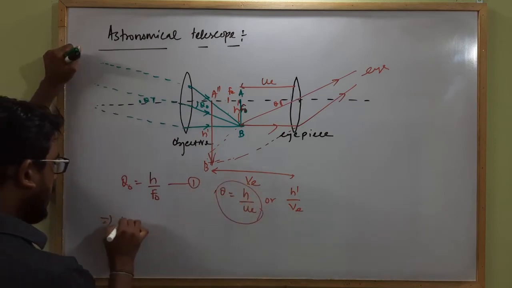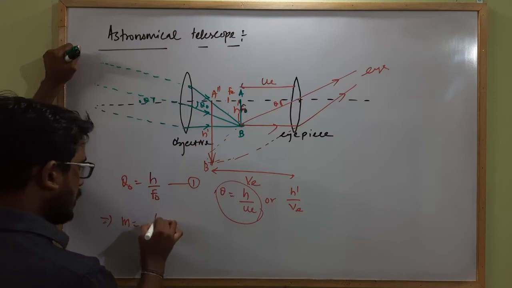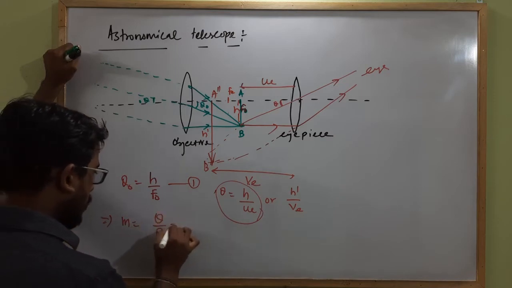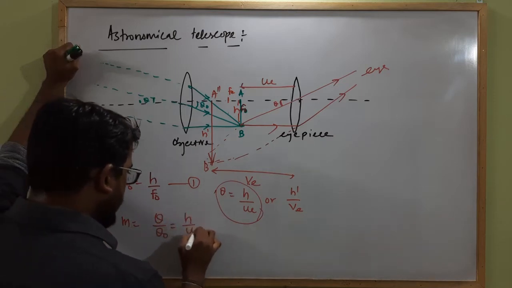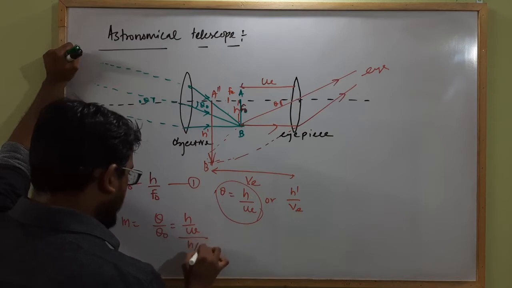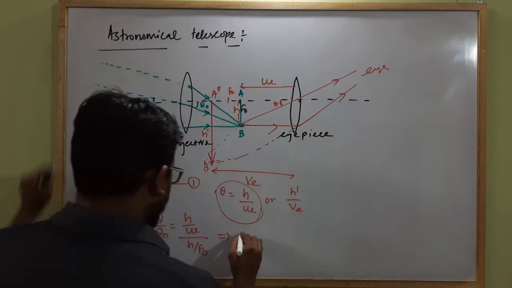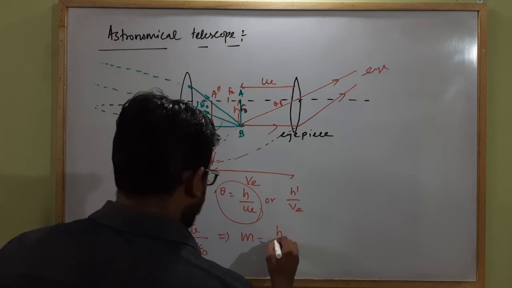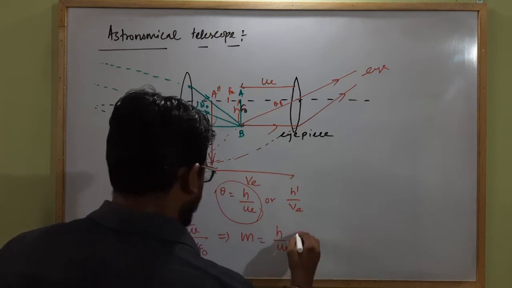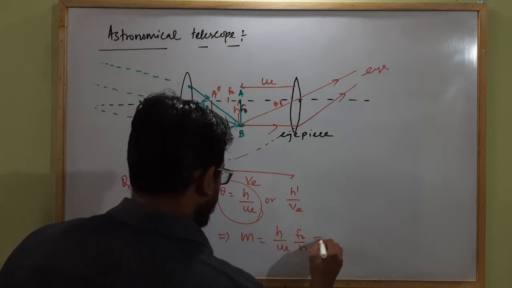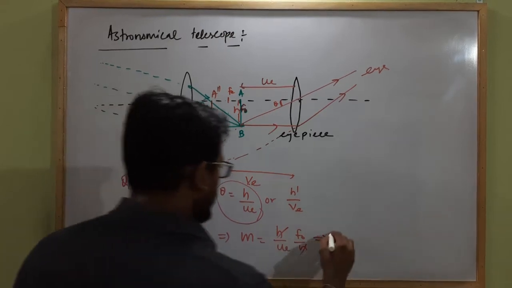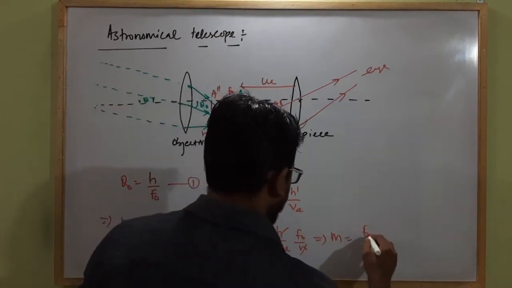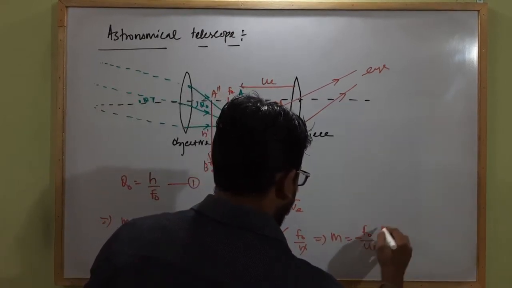So this implies the magnification M will be how much? Theta divided by theta naught, which can be written as H by UE divided by H by F naught. So you will get the magnification equal to H by UE into F naught by H. So H and H will get cancelled, so M equal to F naught by UE. There will be a negative sign.